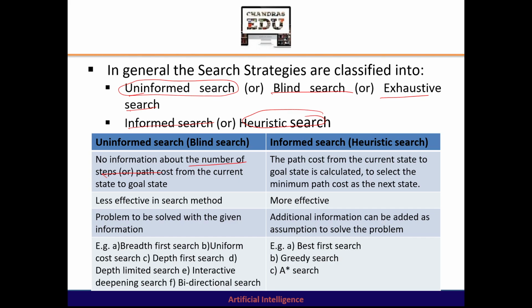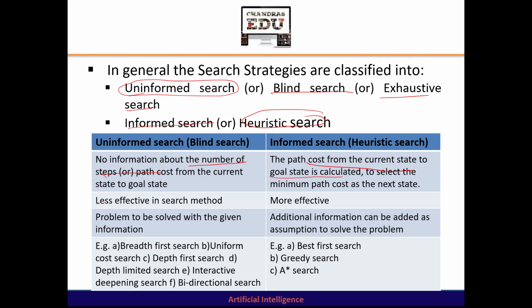When it comes to the informed search, path cost from the current state to the goal state is calculated, and here the intention is we know the cost, but we should select a path with the minimum cost. So that is the informed search, as we know the goal state and how much cost it will take to reach that goal state is also known, so that it is an informed search.